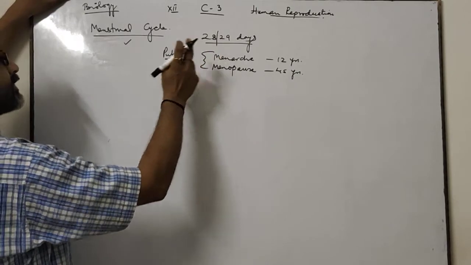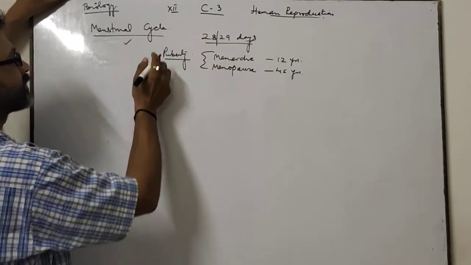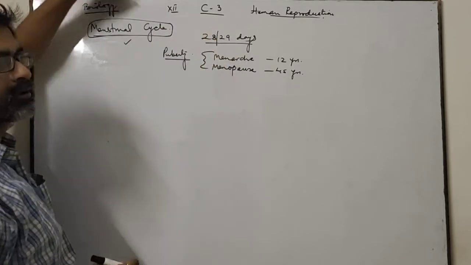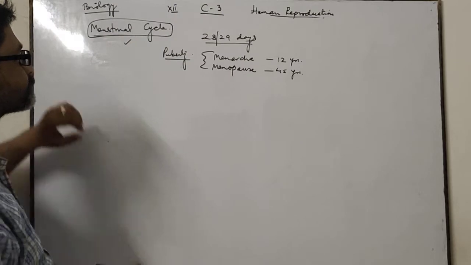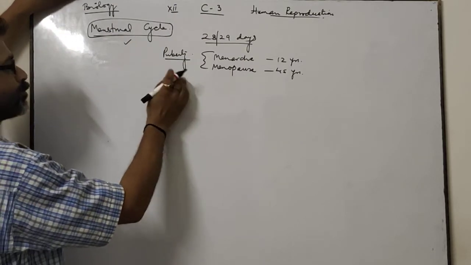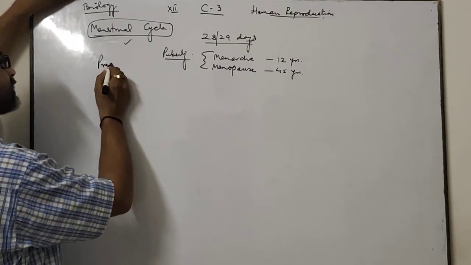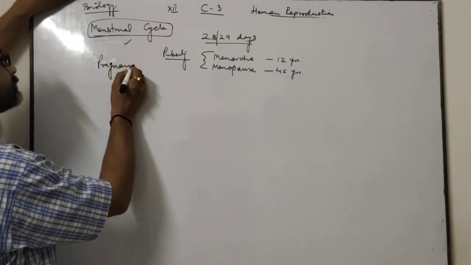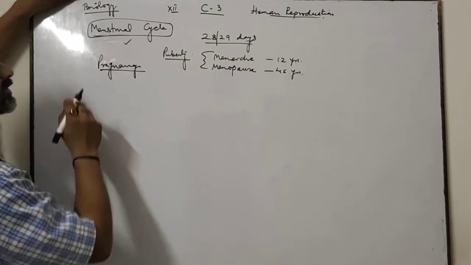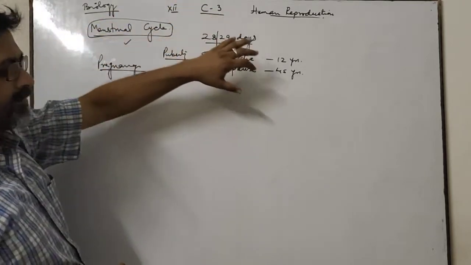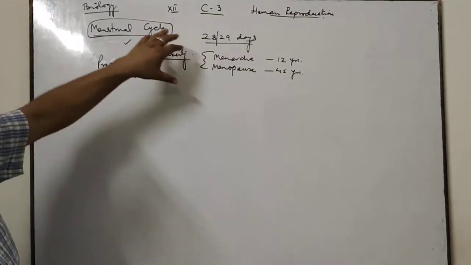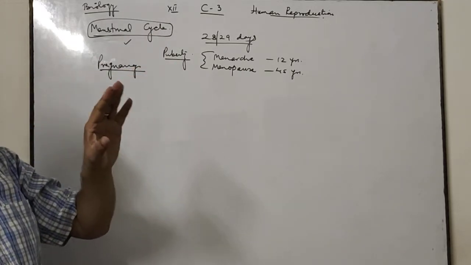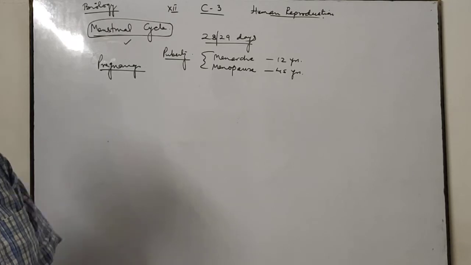At puberty, this cycle starts, and it takes place at about 28 to 29 days. During pregnancy, this cycle temporarily stops. If in a female this cycle has stopped, it means they are probably pregnant. Okay?